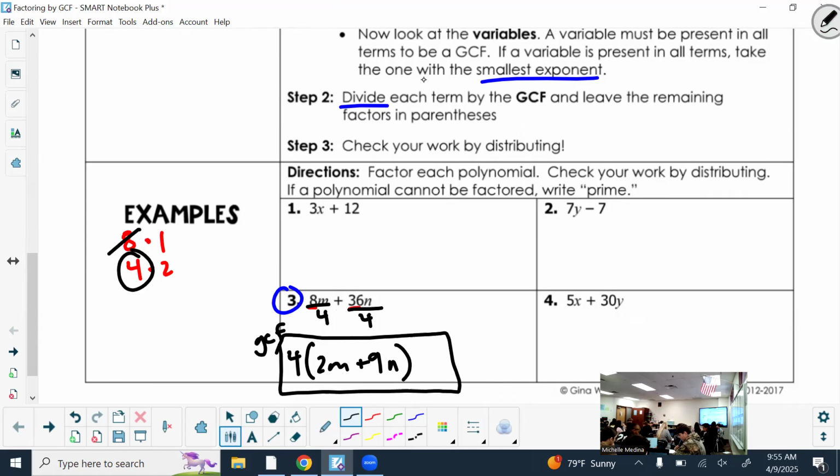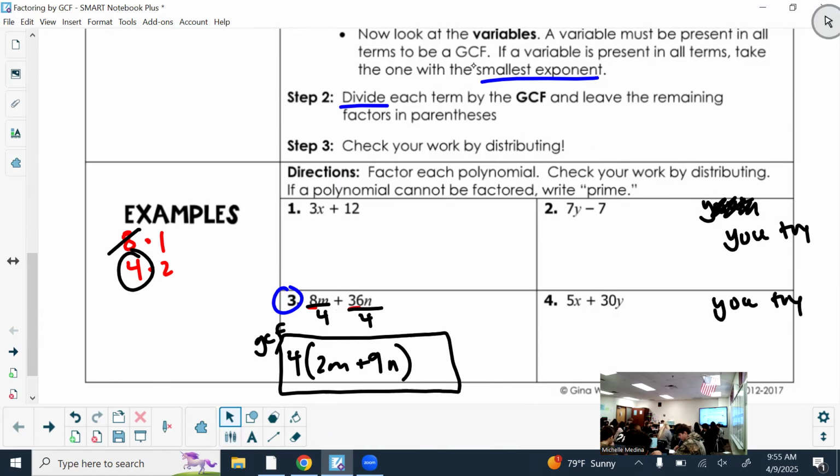Okay. I'm going to have you guys try 2 and 4 then, and then we'll go over those in about a minute or so. Go ahead, Reagan.